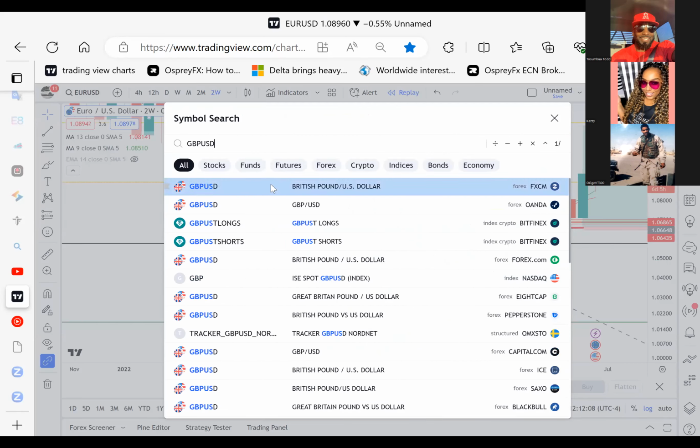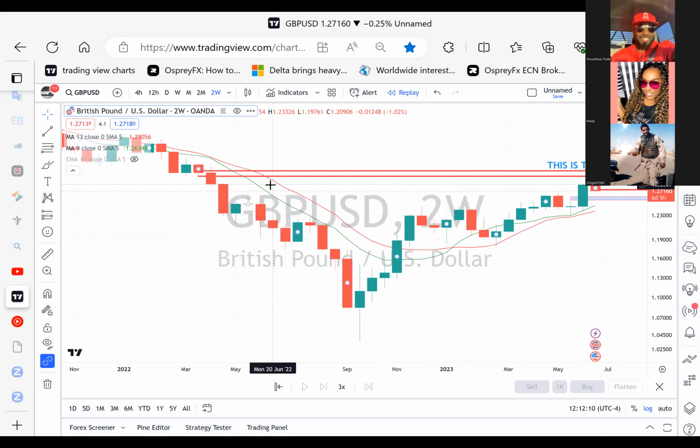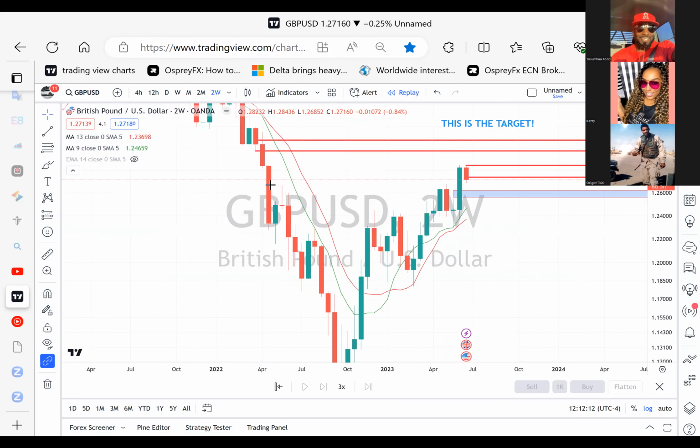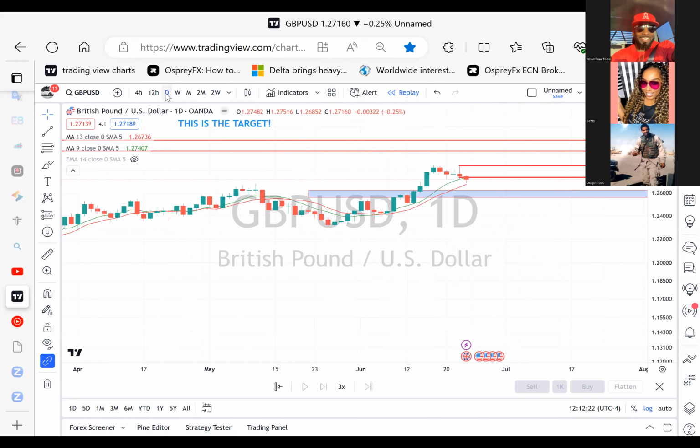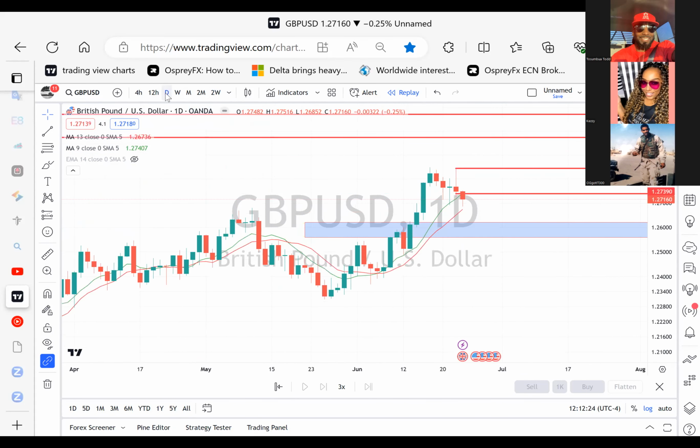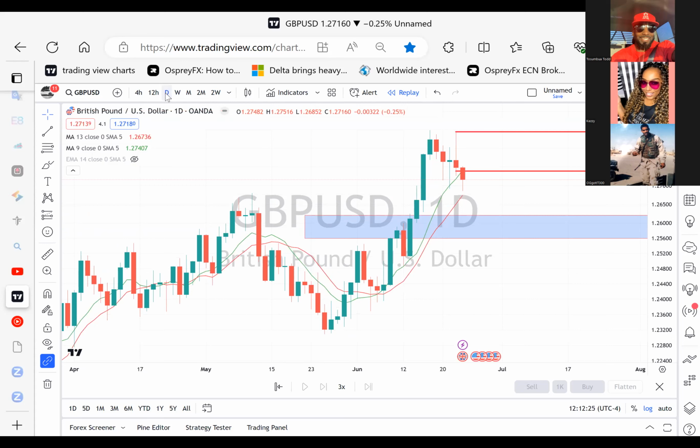GBP USD. All right, for those of you who don't know and didn't keep up with the news, the pound, the British bank, the authorities, they raised interest rate. Yeah, they raised the rates double the expected price.